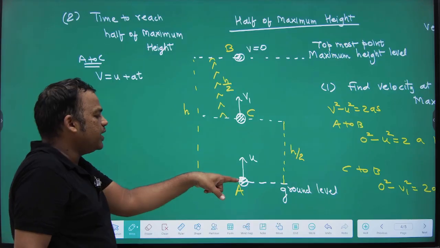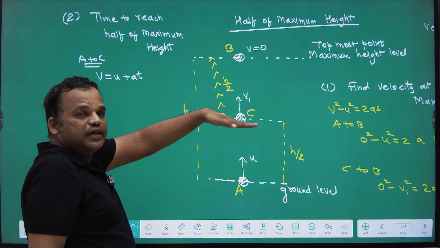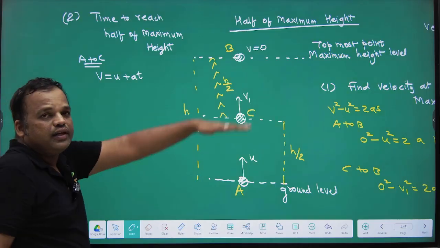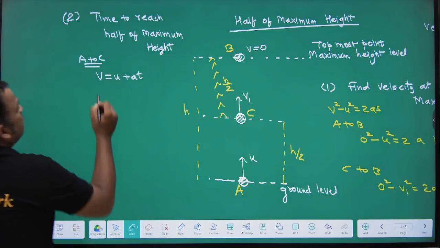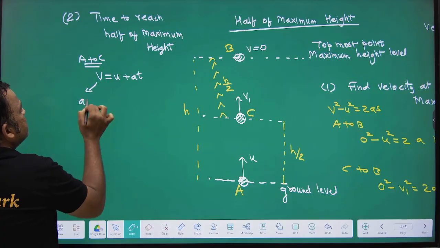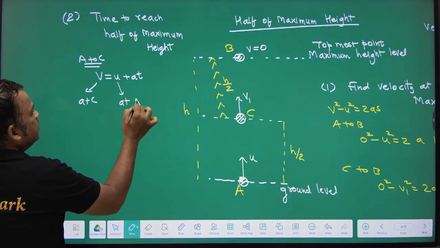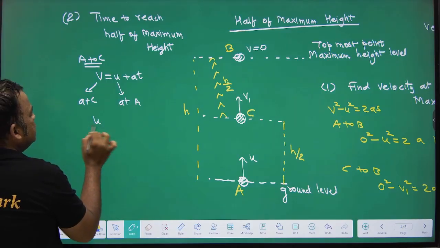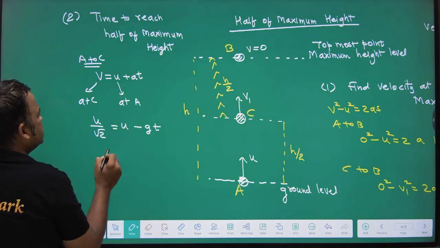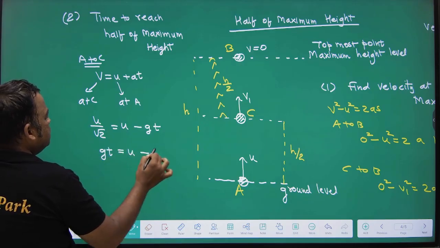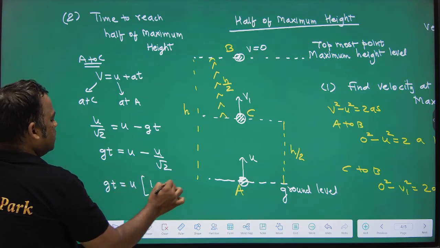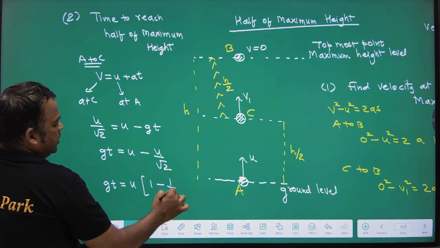This is the point of throw and this is the middle point, middle height, or halfway during the ascent. So v is equal to u plus at. Now velocity at C. So this is at C and u is at A. So we have u by root 2 is equal to u minus gt, because acceleration is minus g. So gt is equal to u minus u by root 2. So gt is equal to u is taken common into 1 minus 1 by root 2.